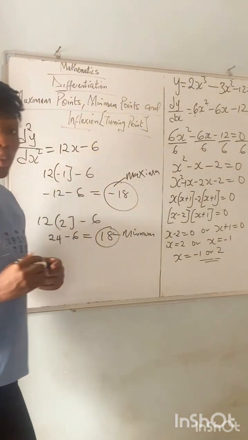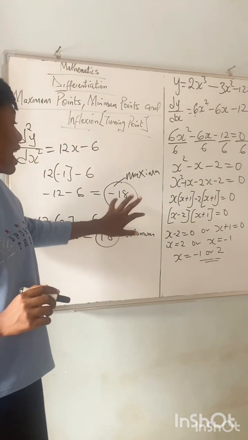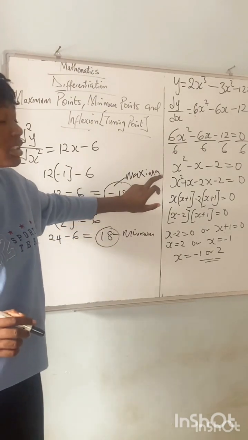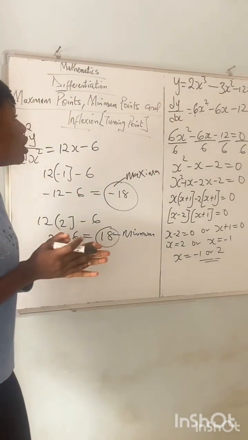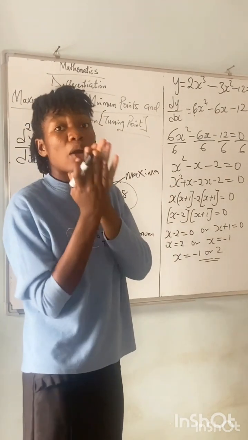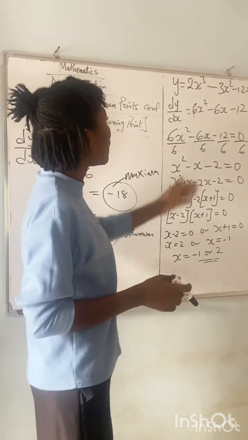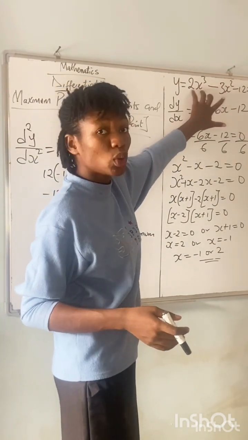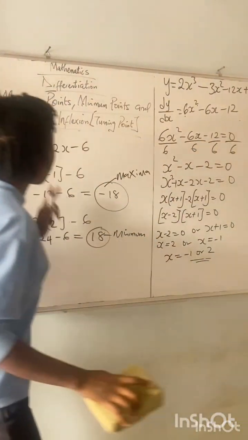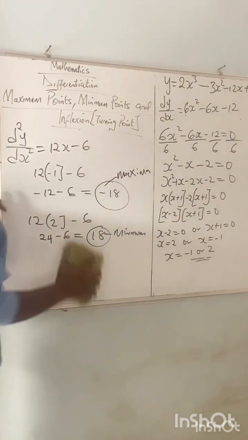So I said when we differentiate again and our answer is negative, we have gotten our maximum. Negative for maximum, positive for minimum, don't forget. So if we want to get the value of our y, what we need to do is substitute into our main expression, our main equation. All right, so I'll still be wiping off this side.